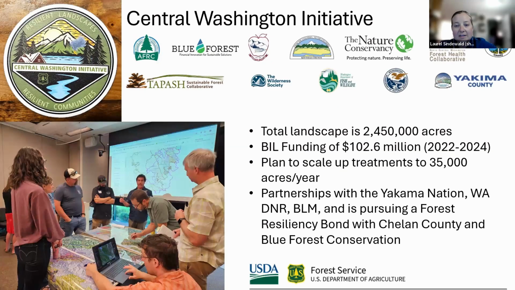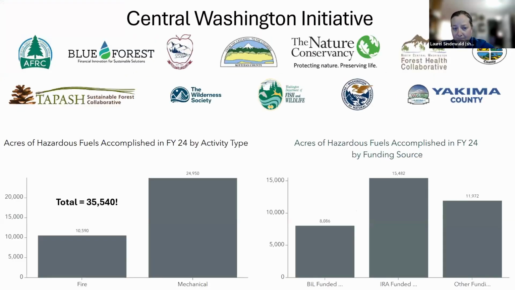The Central Washington Initiative was formed to plan and implement treatment scale-up on a 2.5 million acre landscape, including Oka-Wen. The initiative was awarded an initial $102.6 million in funding for work through 2024 with an aim to scale up treatments to 35,000 acres a year. To this end, CWI has formed partnerships with NGOs, governmental organizations, and the Yakama Nation. The photo here is from a workshop we held in Wenatchee last May to meet with people from Oka-Wen and representatives from the Central Washington Initiative.